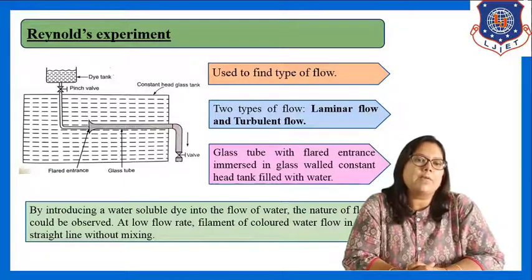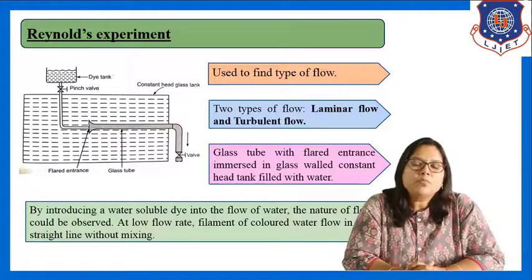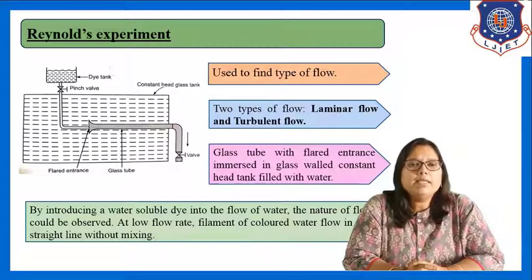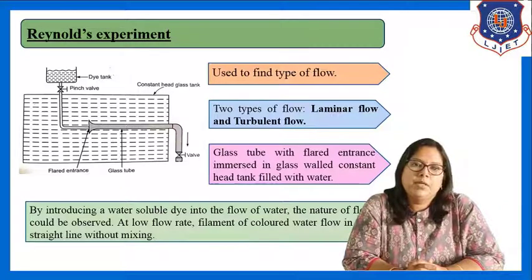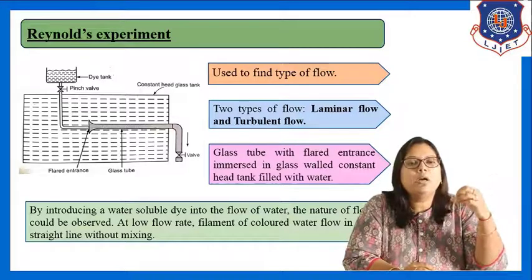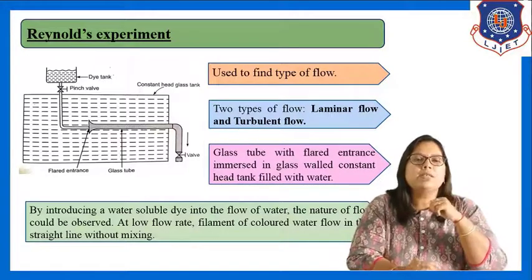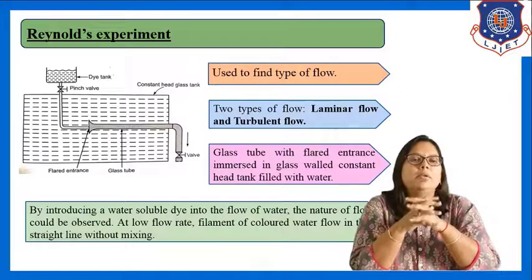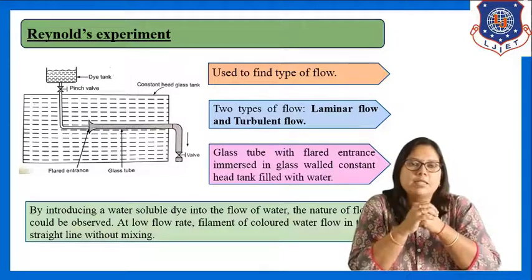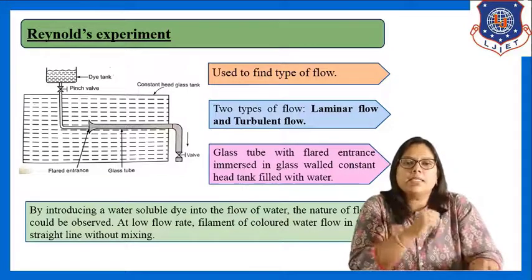There are mainly two types of flow, laminar flow and turbulent flow. This Reynolds experiment was first conducted by the scientist Reynolds, and that's why it is named Reynolds experiment. And at the end of the experiment, he found a dimensionless number and named it Reynolds number, that we will see in this session. See the setup of the experiment.